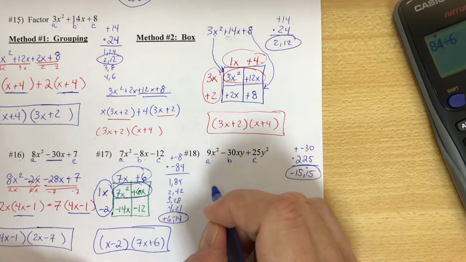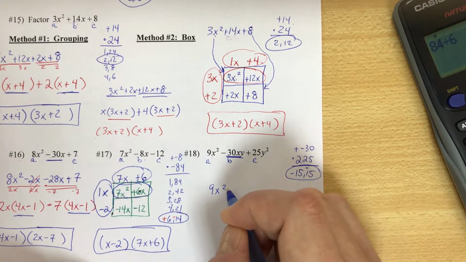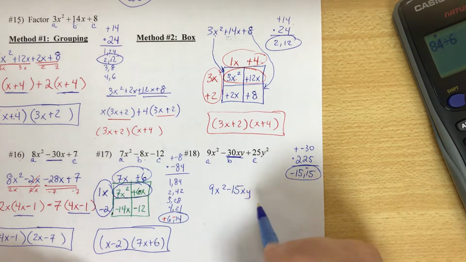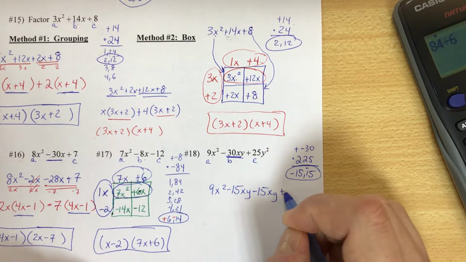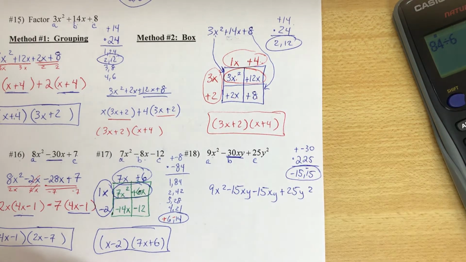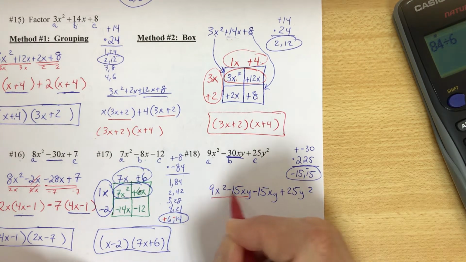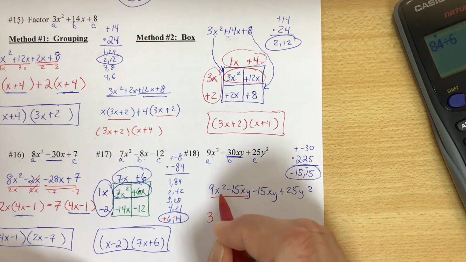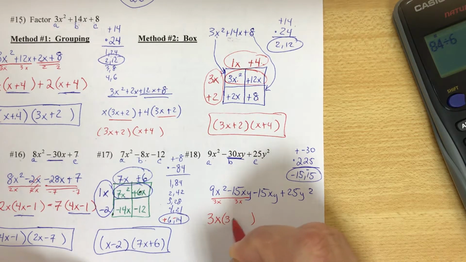So I'm going to rewrite 9x squared. Both of these, the minus 30xy is minus 15xy. Don't forget, in the middle term, you also have the y. Minus 15xy. And then this is plus 25y squared. We copy that. Now if we're doing grouping, we look at the first pair. Now both of these are divisible by 3, and they both have an x. So if we divide out 3x, what we get is 3x.